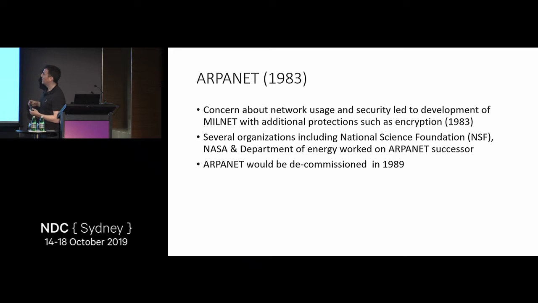So they spin off this other network called MILNET, and this contains some additional protections such as encryption and so on. Now, around this time, a number of other organizations start developing their own networks, including the National Science Foundation, NSF, and they'll develop something called NSFNet, NASA, Department of Energy, and all of these things will eventually become the modern day internet. And somewhat sadly, we see the decommissioning of ARPANET in 1989.